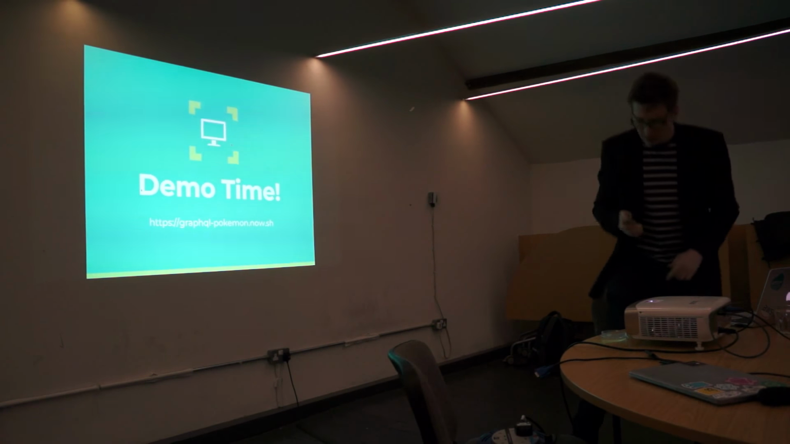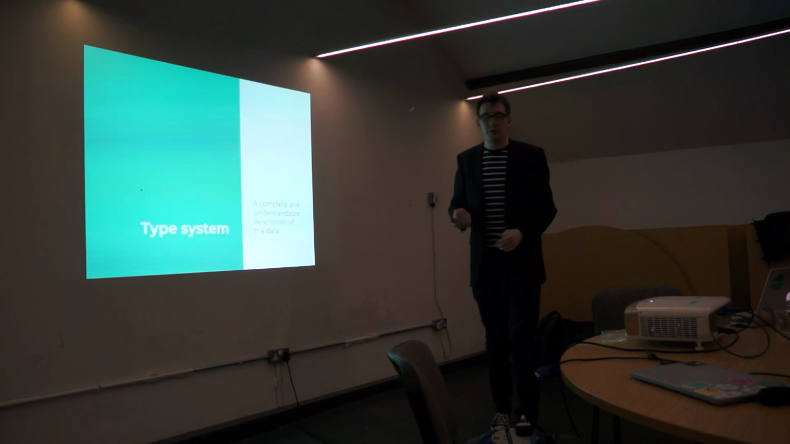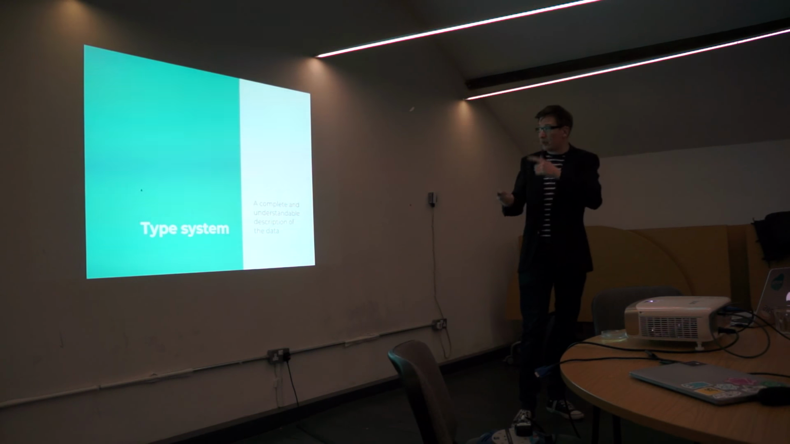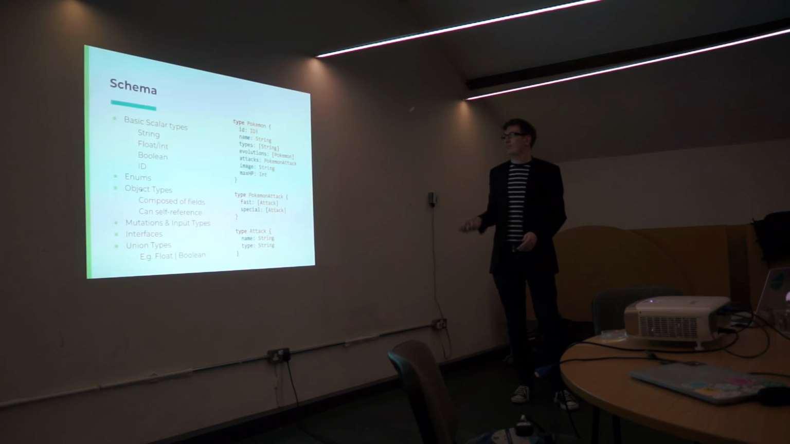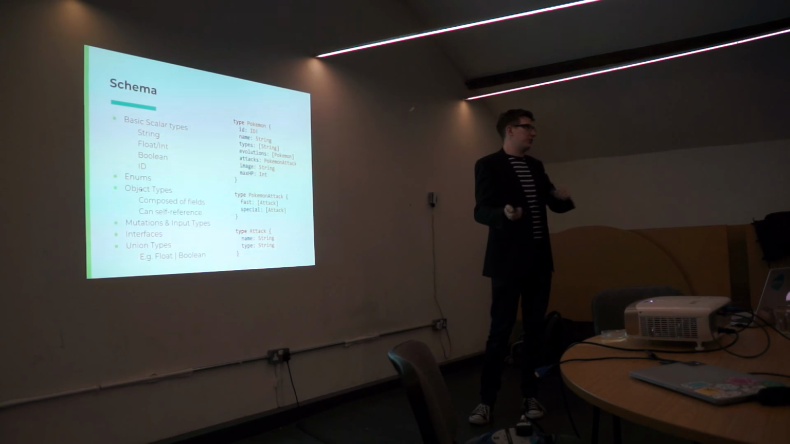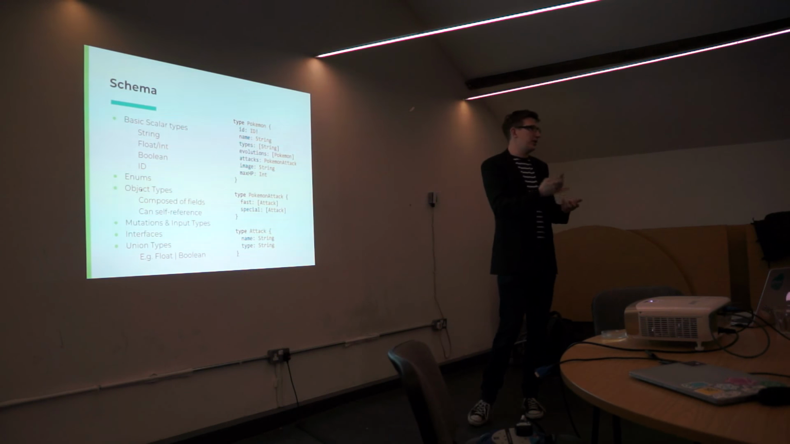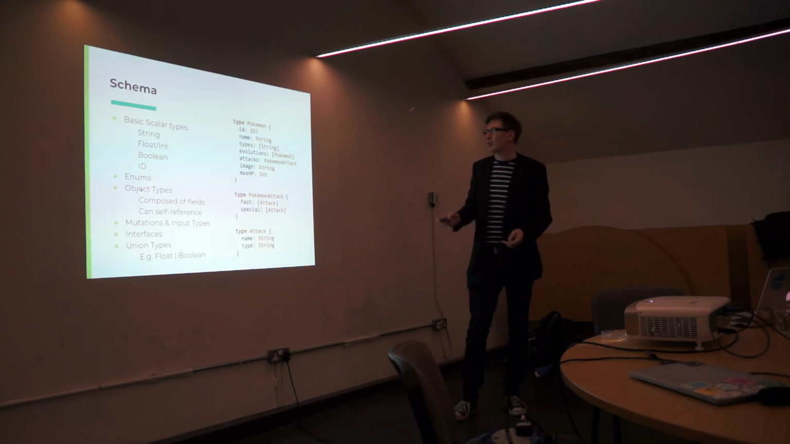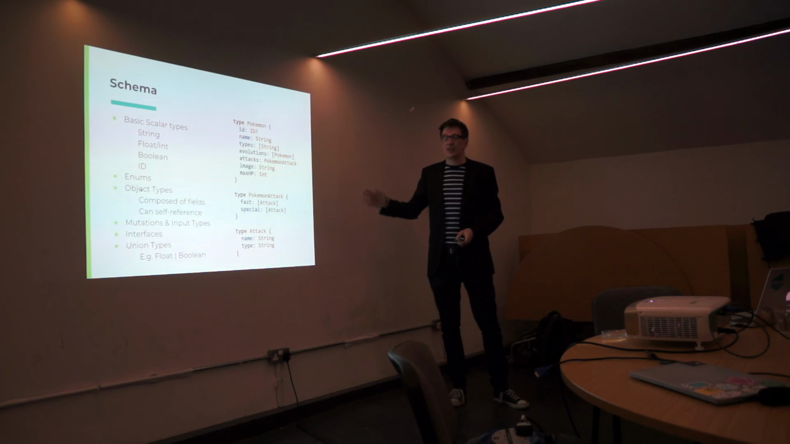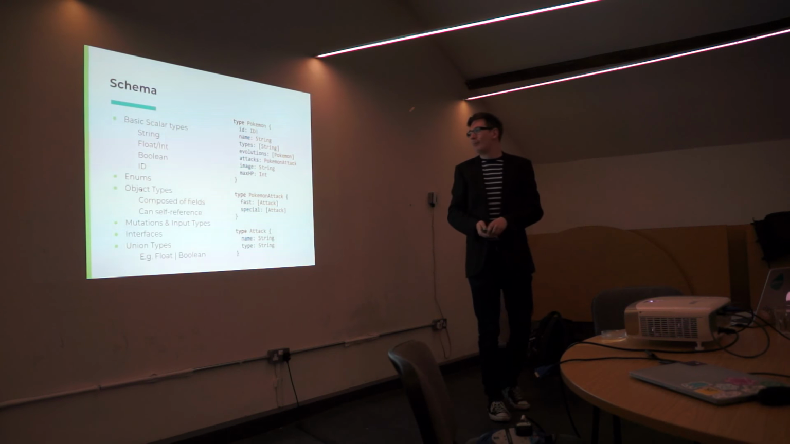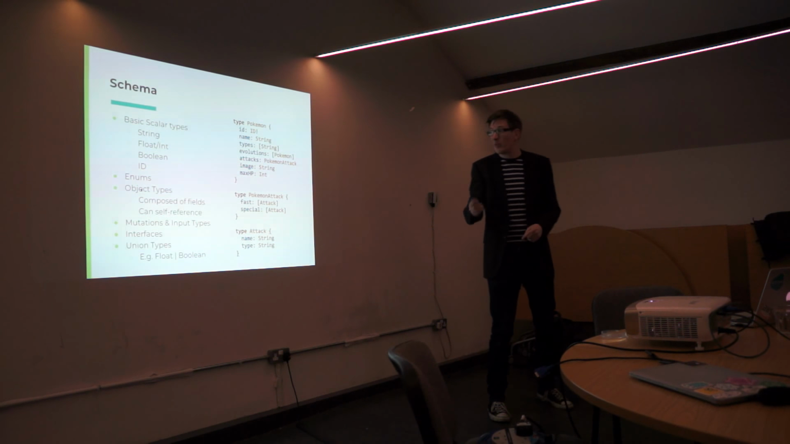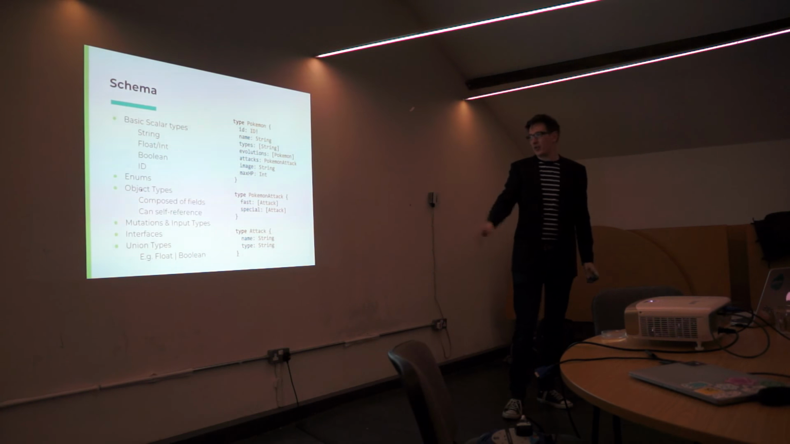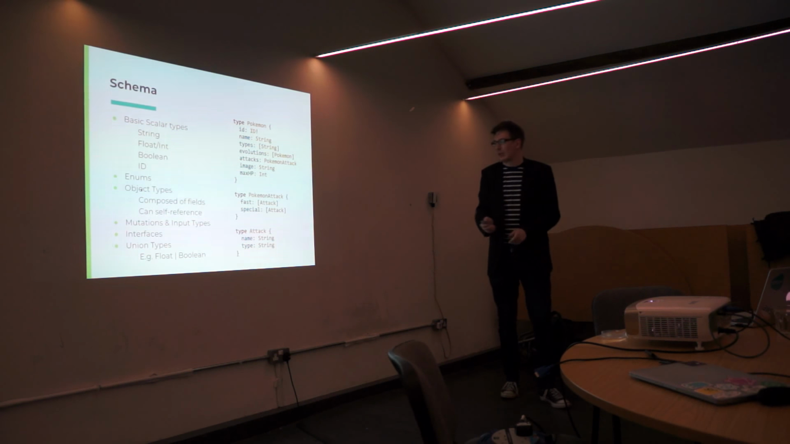Cool. So the stuff that's built up from the schema that you can query is completely driven by the type system. So that looks like this. Essentially you have types with fields. You can have some basic scalar types like ID, strings, or booleans, that sort of stuff. You can have object types, which is what you use mostly, which are these names and types, like type Pokemon and whatnot. So they can be composed of fields, they can self-reference, they can mesh with each other. You get mutations in types, and you also get a little bit of polymorphism with interfaces and input types. You can do like a float or bool and that sort of stuff.